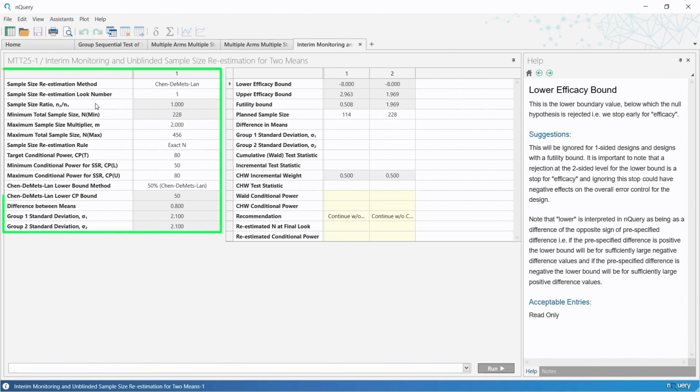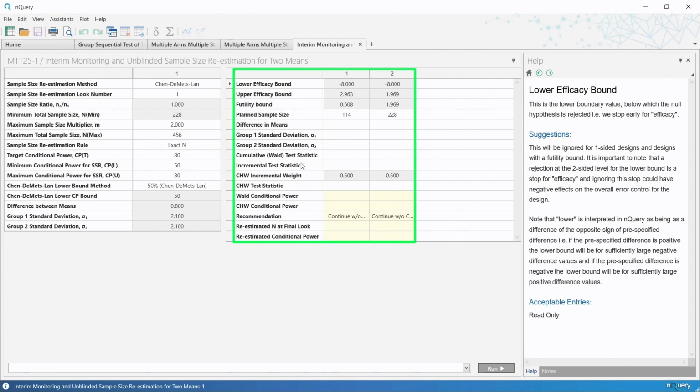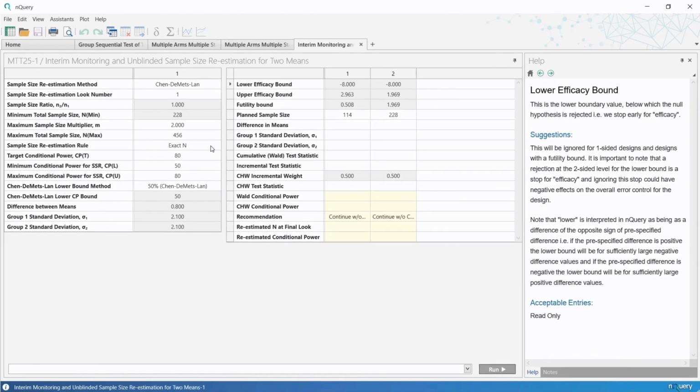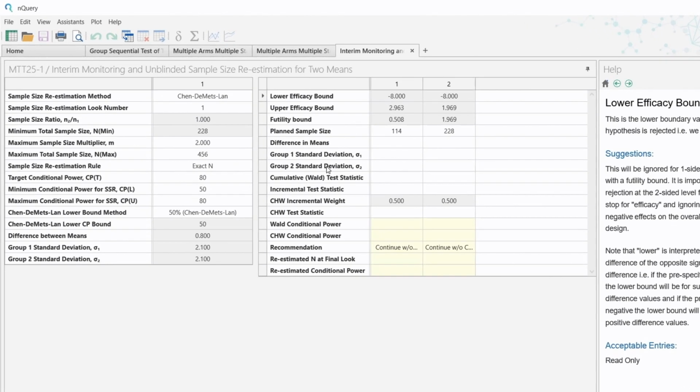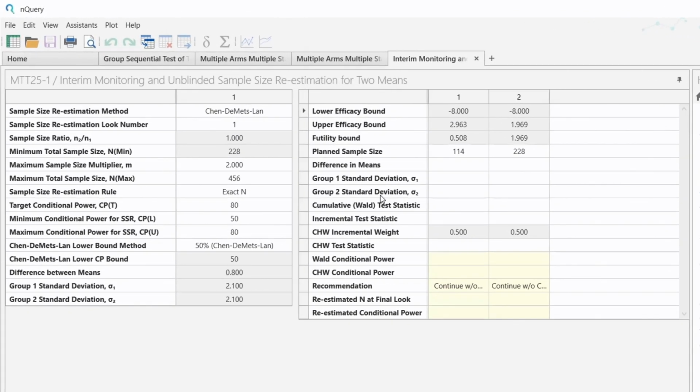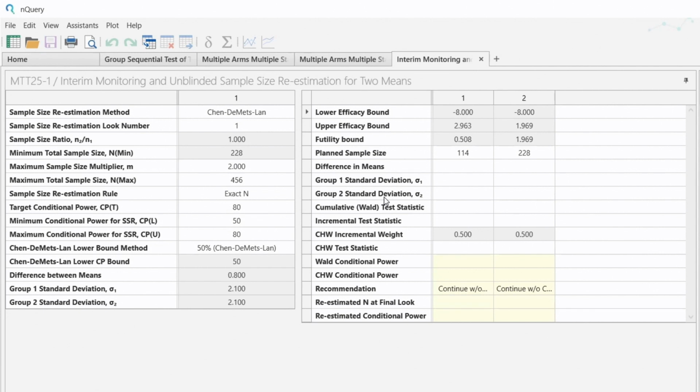This table is quite similar to the group sequential design, where on the left-hand side, we have the rules for when and where to do a sample size re-estimation, and on the right-hand side, we enter what happened at each interim analysis, and it will decide based on the rules whether to stop early, continue to the next look, or increase the sample size.